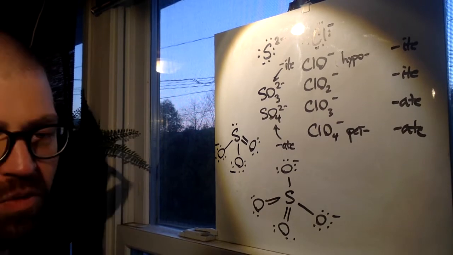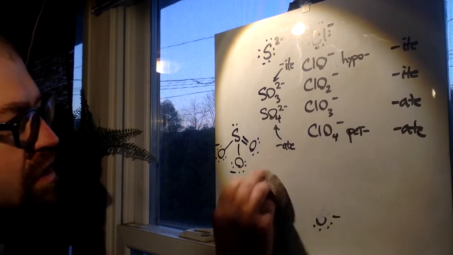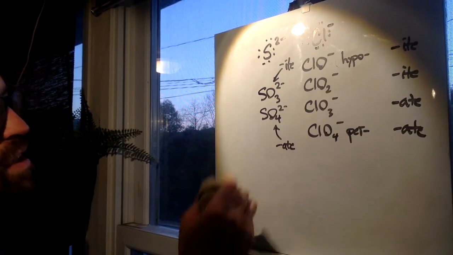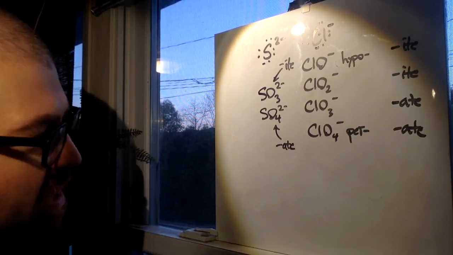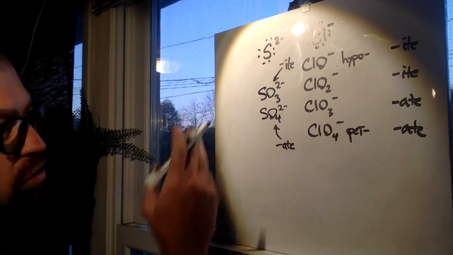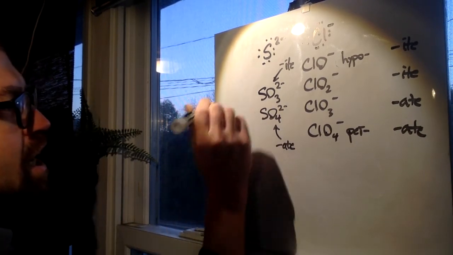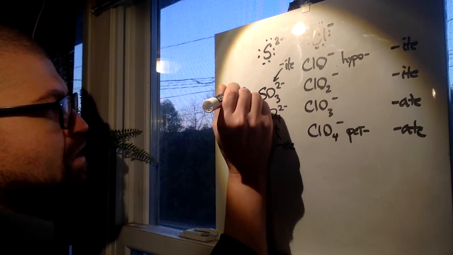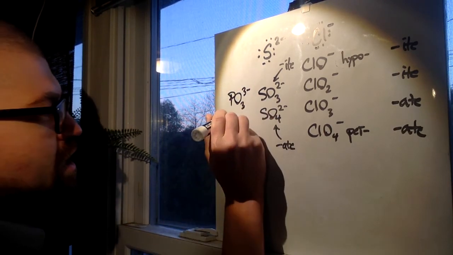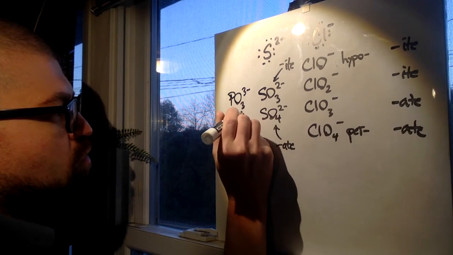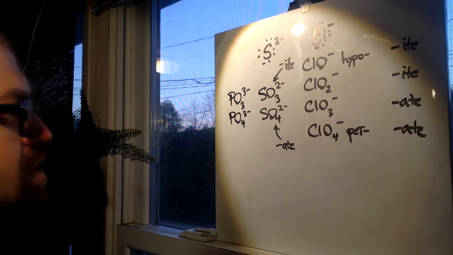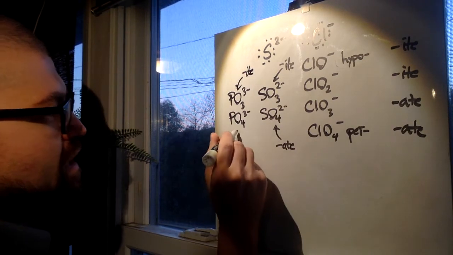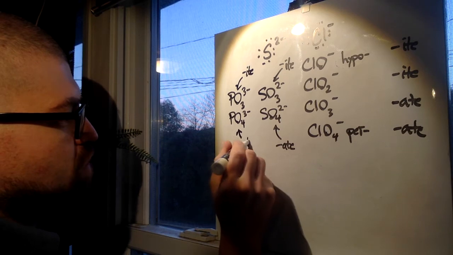Okay, let's go one more. So here we have hypochlorite, chlorite, chlorate, perchlorate. Here we have sulfite and sulfate, right? Well, if we go over a bit, we can get to, say, phosphite. So PO3, 3 minus. And phosphate, PO4, 3 minus. So again, this is the ite, the smaller one. And this is the ate, the larger one.